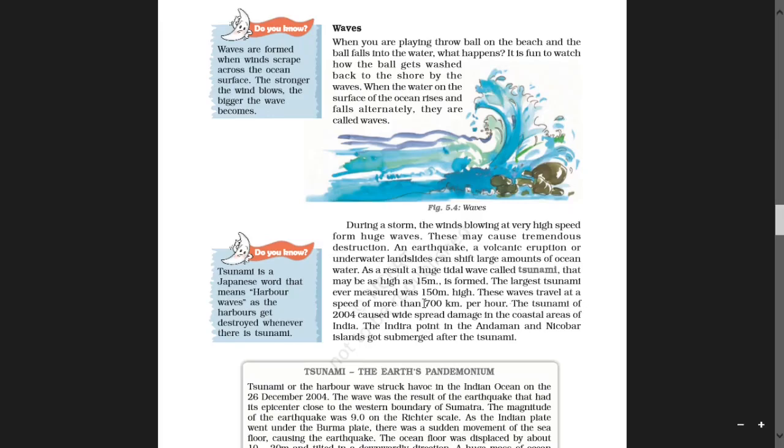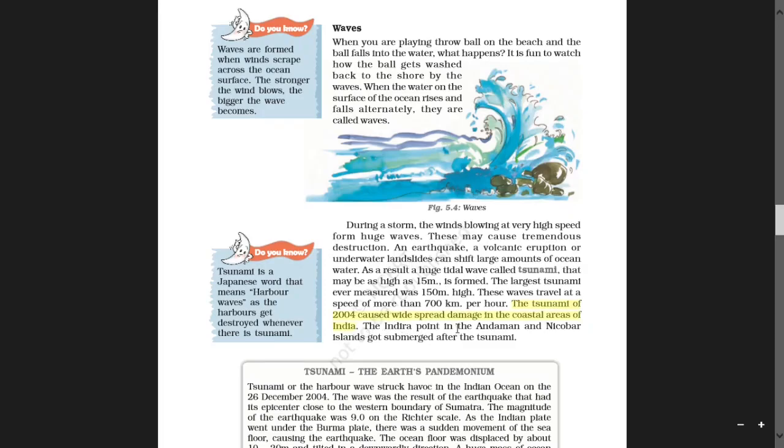The tsunami of 2004 caused widespread damage in the coastal areas of India. In the year 2004, a great tsunami was caused, which affected even some parts of our India, especially the southern part. You must remember it, mark it. Widespread damage in the coastal areas of India was caused by the tsunami.